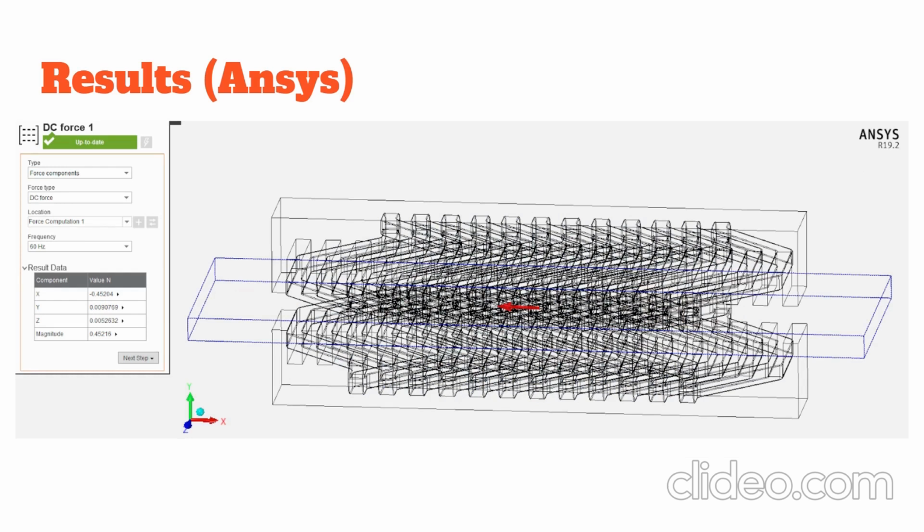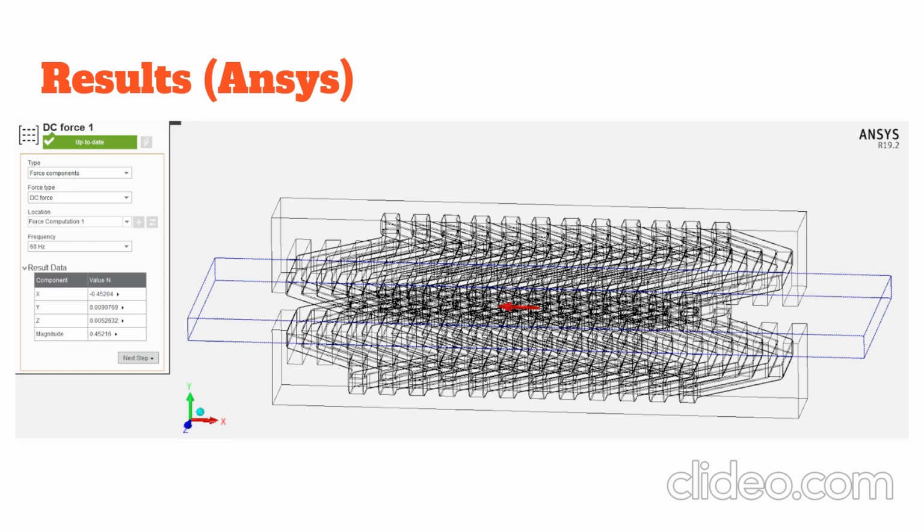The LIM applied a force of 0.452 Newton in the x direction on the separator to push it to the left, or in other words, the separator applied a force of 0.452 Newton on the LIM to push it to the right, the direction of moving.